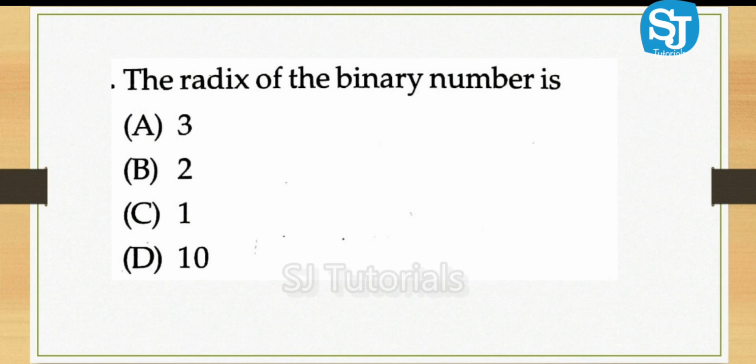In the decimal number system, it uses 10 symbols, that means 0 to 9. So its radix is 10. In the case of the binary number system, it uses only 2 symbols, that is 0 and 1. So its base or radix is 2. So the answer is B. All other answers are wrong.